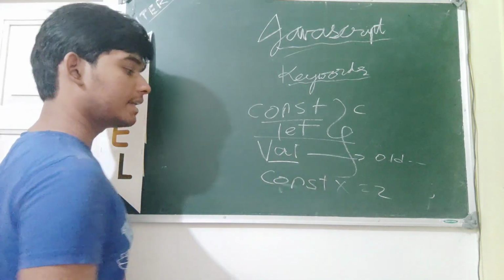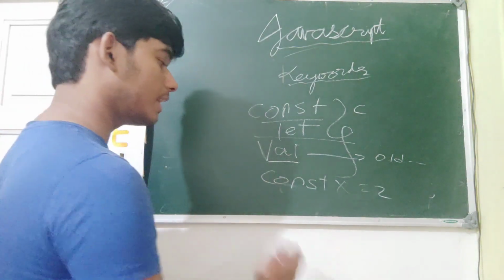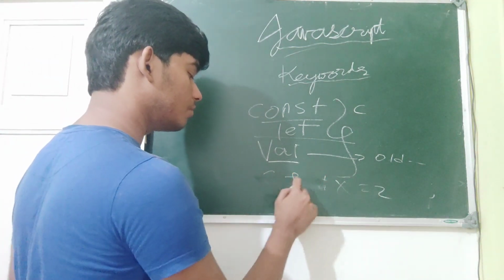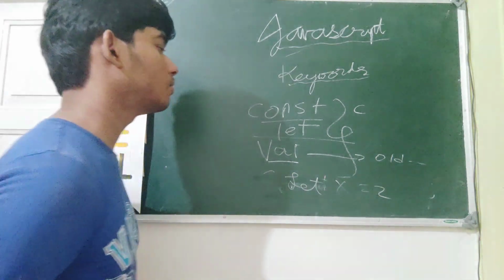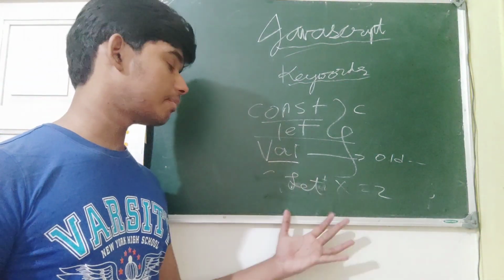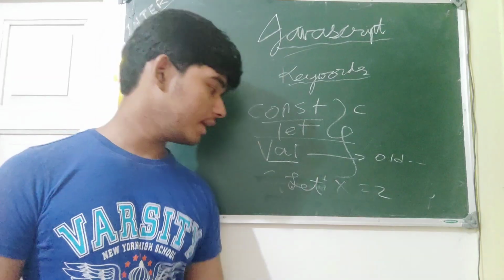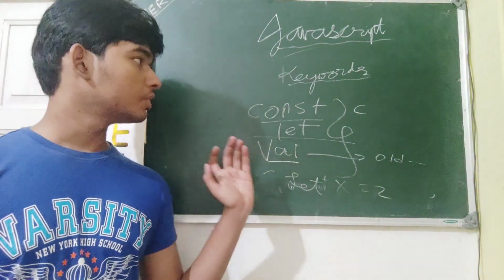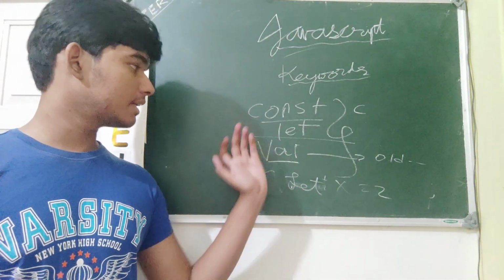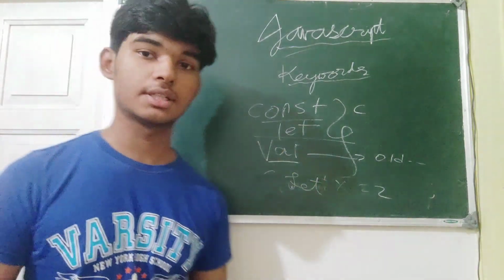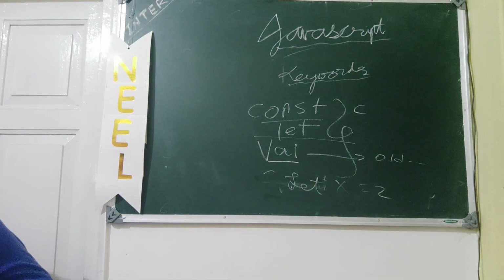And let, on the other hand, is the opposite, where if I write something like let x is equal to 2, I can change the value or the type of the variable in the future. So that is basically these 3 keywords. Now let's talk about other keywords as well.